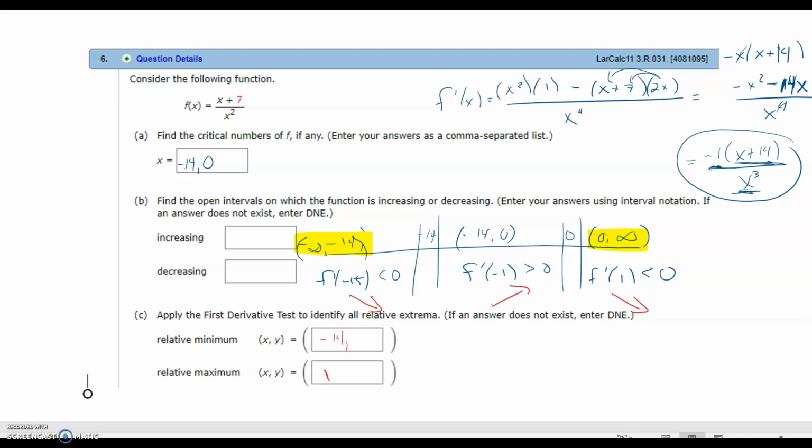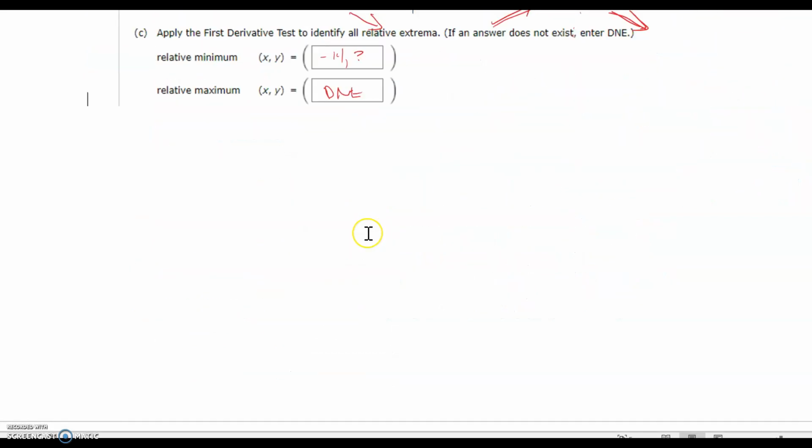You have no maximum, because it does increase up until x equals 0, and then after that it decreases, but that's a vertical asymptote on your graph, right? So that can't be a maximum. And then I'm just saving some time. Plug in negative 14 into this, and you'll get your minimum value.